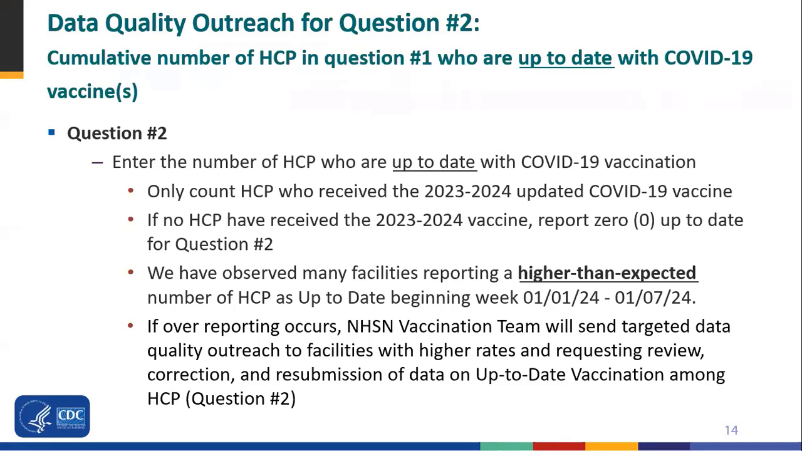So let's discuss data quality outreach. Facilities should only count healthcare personnel who received the 2023-24 updated vaccine. If you don't have any healthcare personnel who received the vaccine, please report 0 for question number 2.